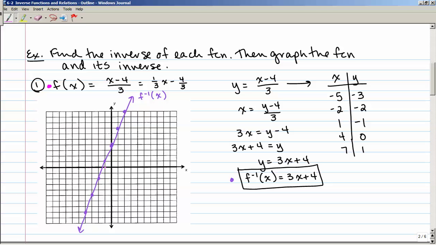So (-5, -3), (-2, -2). Oh, look at that, they cross each other. (1, -1). And actually from here I could continue just with my slope. Notice it's up 1 and right 3. So up 1 and right 3, up 1, right 3.